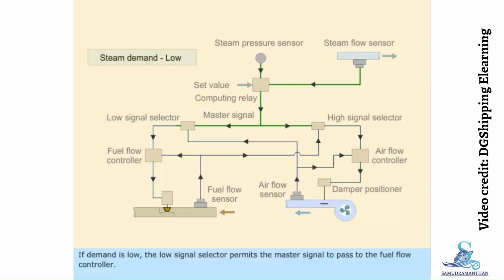If demand is low, the low signal selector permits the master signal to pass to the fuel flow controller. The fuel flow controller decreases the flow of fuel by adjusting the fuel valve. As the fuel flow decreases, the fuel flow sensor transmits the signal to the high signal selector and fuel flow controller. The selector sends the master signal to the airflow controller to decrease the airflow by adjusting the damper. In this way, the control system maintains the air-fuel ratio and prevents incomplete combustion of fuel with changing steam demands.